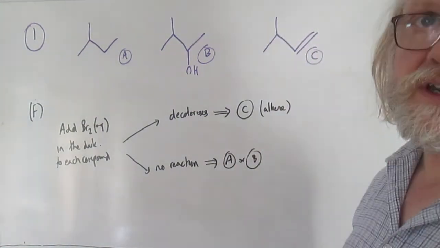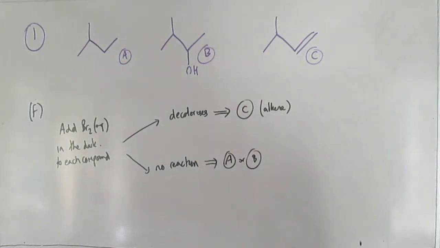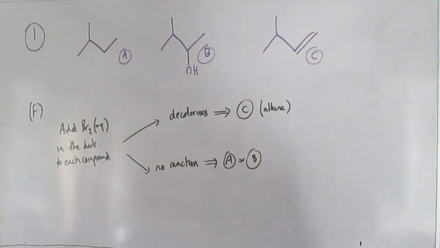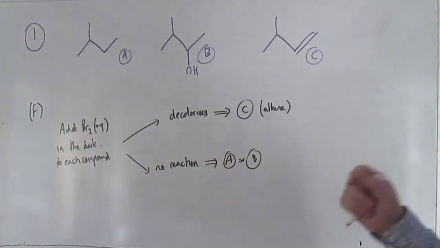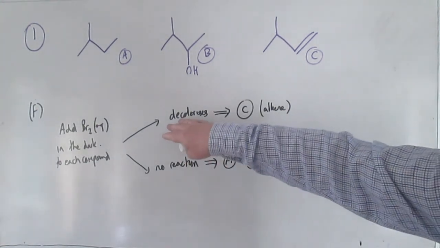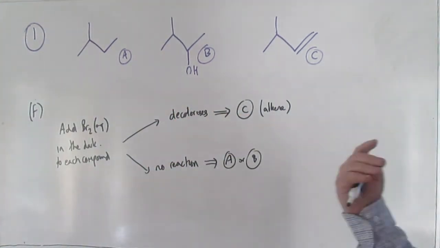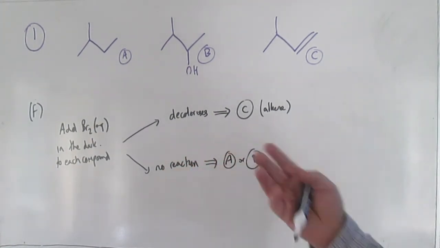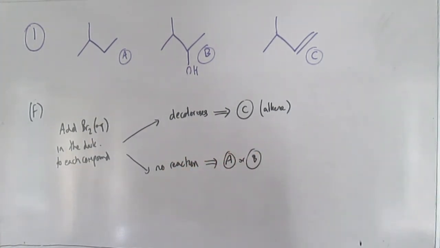Now, whether you do a flow diagram or not, what's important is that you make it clear not just that C will cause it to decolorize, but that A and B won't. What people tend to do is they say, oh yeah, add bromine, C will decolorize it, and they don't say what A and B will do. And you think, well, it's obvious, I'm implying, but implying doesn't work. You have to say explicitly no reaction. And if you do a flow diagram like this, that happens naturally, so that's one of the advantages of doing it this way.